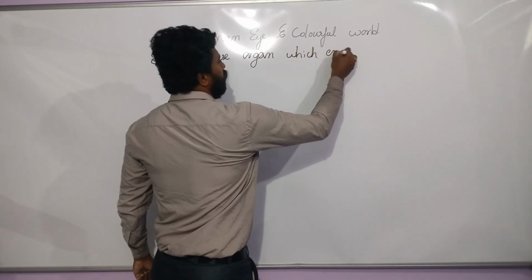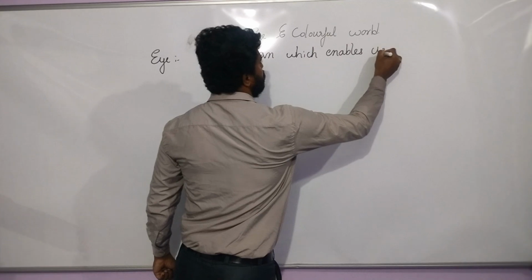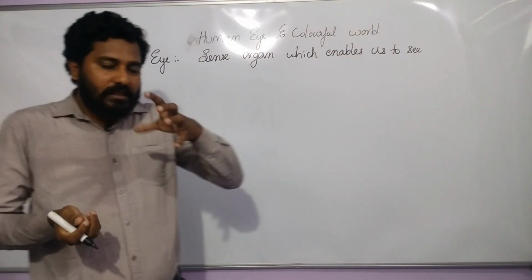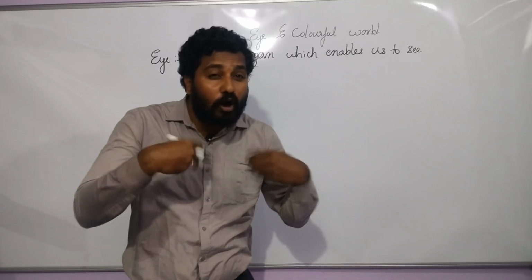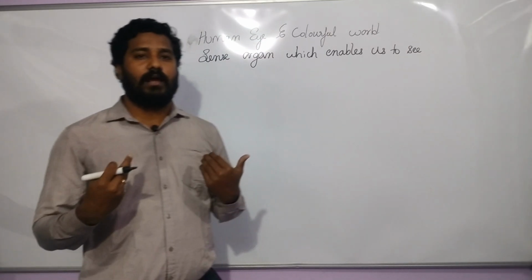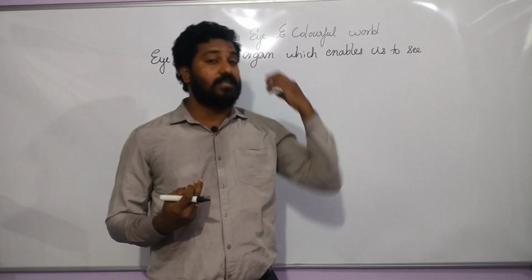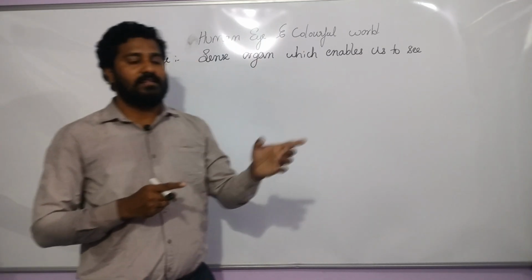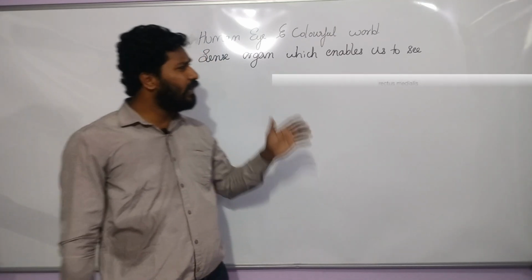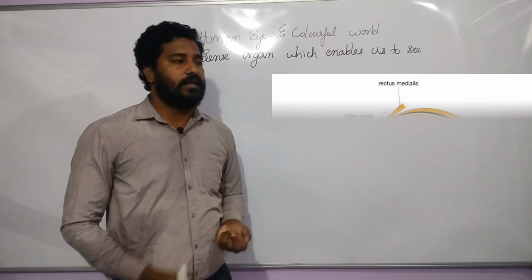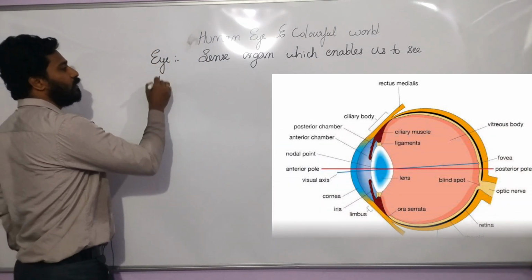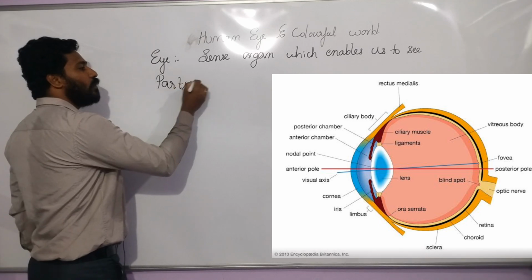So how do we see the objects? When light falls on the object, the object reflects the light. That reflected light ray passes through our eye so that we sense that the object is there. It is a sense organ which enables us to see. Then what are all the parts it contains? The important parts of the eye.